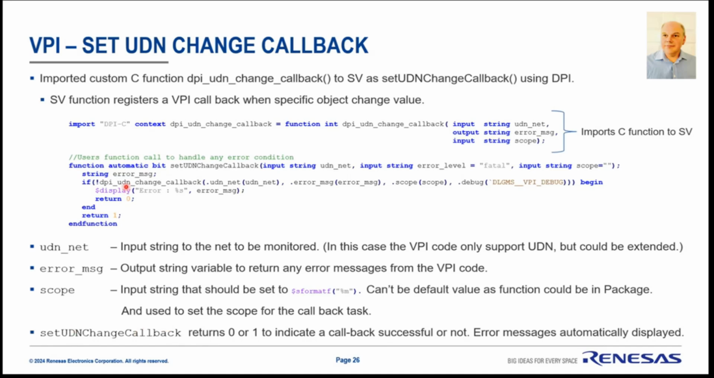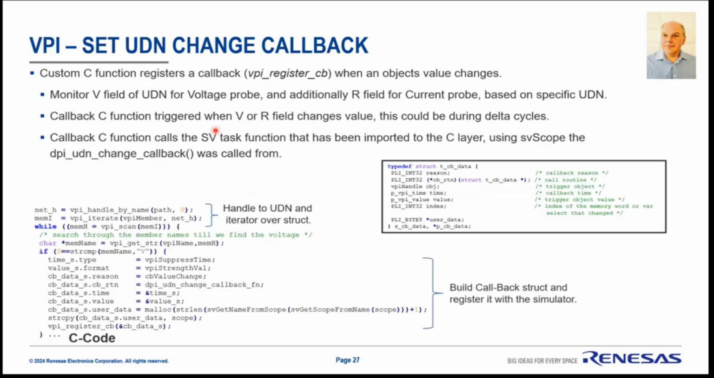And this function returns a 1 or 0. 0 means something went wrong, so it could be that the net didn't exist. So the idea is you'd call this to start off with by importing this. So that's the first part of the problem. You've now registered from the C layer, you want to generate a callback.